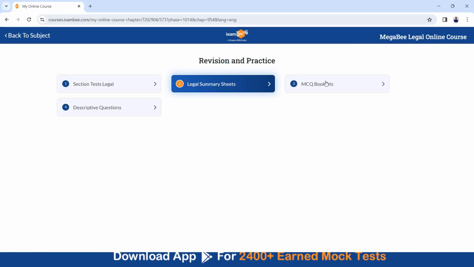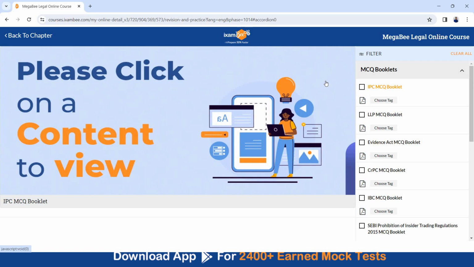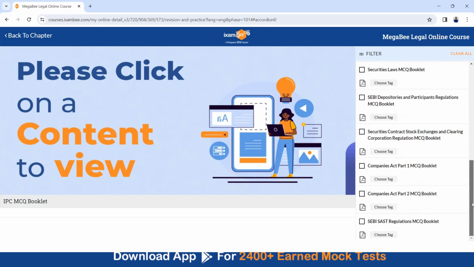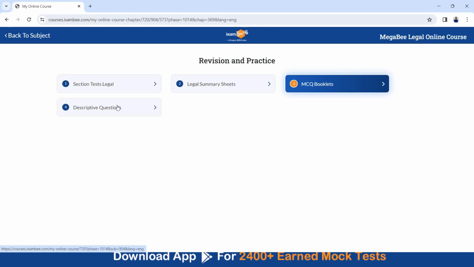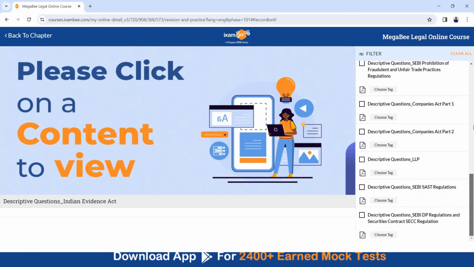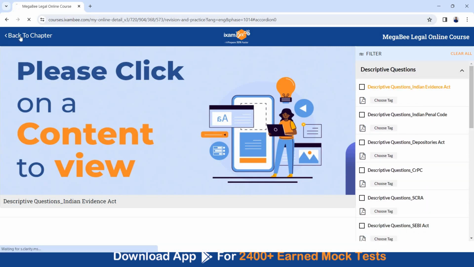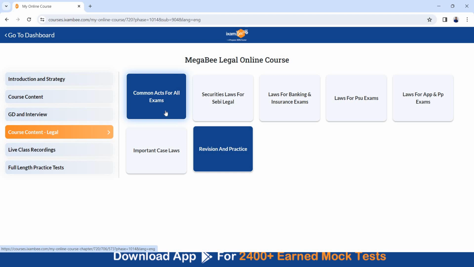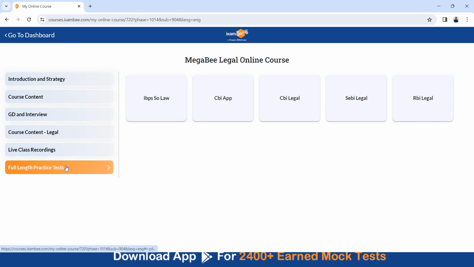And then you have MCQ booklets. Here are the MCQ questions of IPC, LLP, especially of SEBI legal ones because the pattern changed recently. So here you have all the SEBI related laws MCQ booklets through which you can practice at your own pace, and descriptive questions for RBI legal and SEBI legal exams. These are all the topics, these are all the subjects that you should be using to prepare for multiple exams, starting with the common areas first. Plan your time in such a way that you start with the common acts, you prepare the common acts, and then as and when any notification comes, you have enough time to prepare for that exam specific laws. Similarly, you have to look for mock tests for all relevant exams.